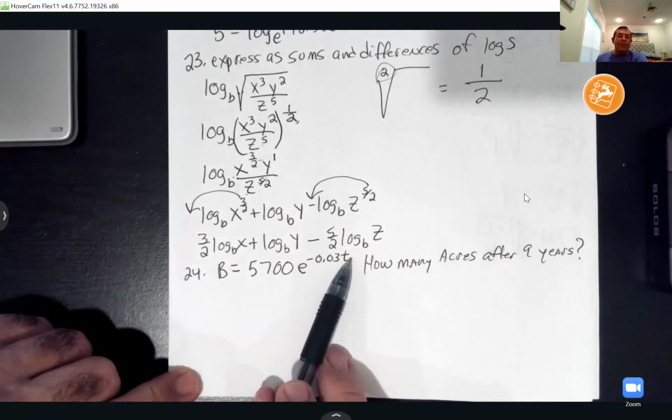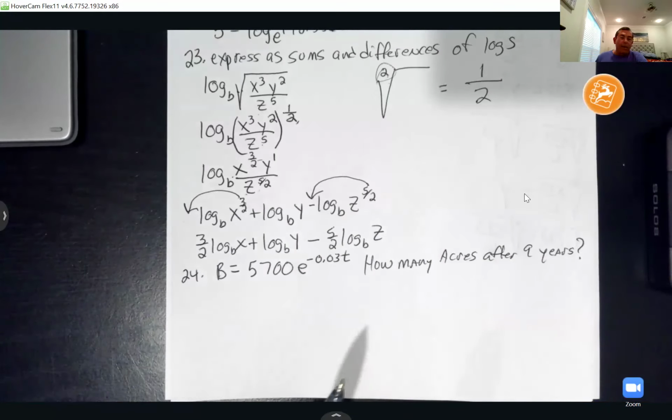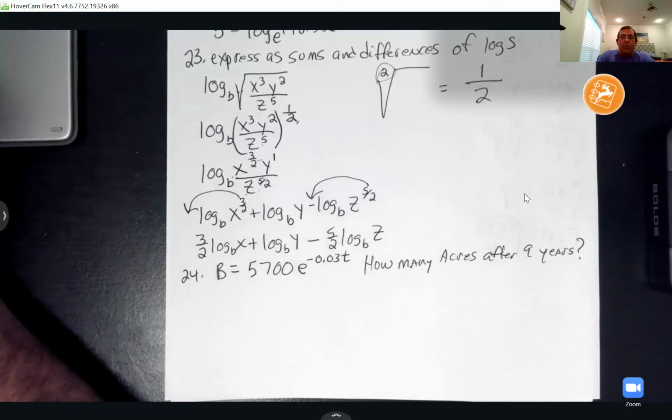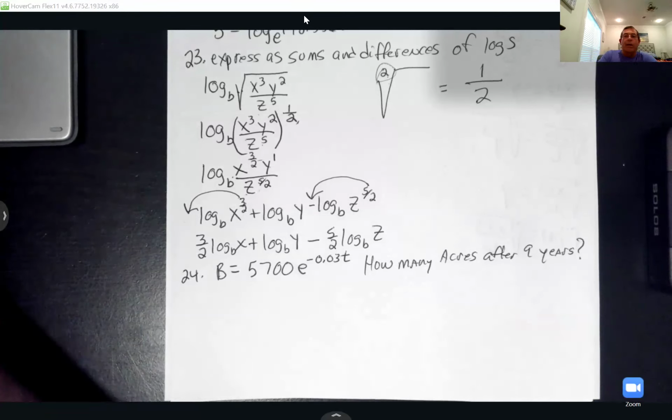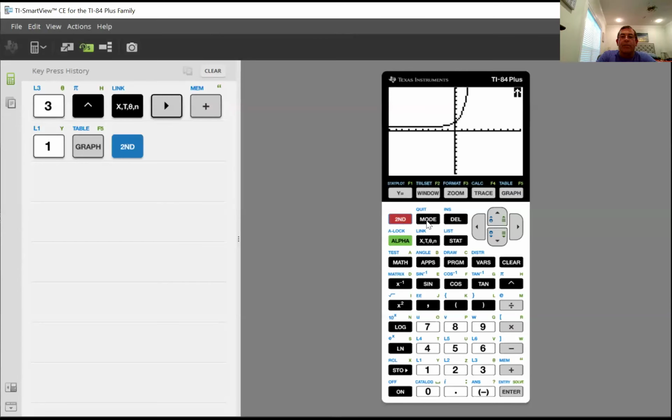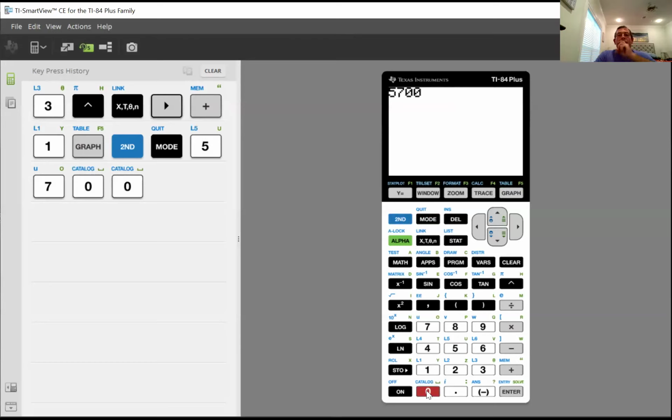So we're just going to put a 9 in for the T and see what we get, okay? So y'all, let's go to our calculator. So I had 5,700 times my E with an exponent. So I'm going to hit second ln to get the E.